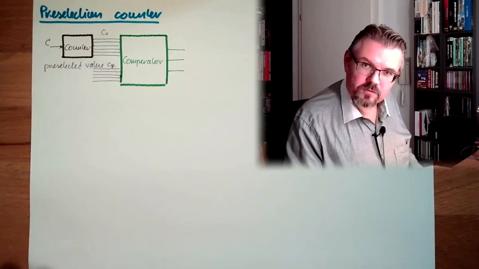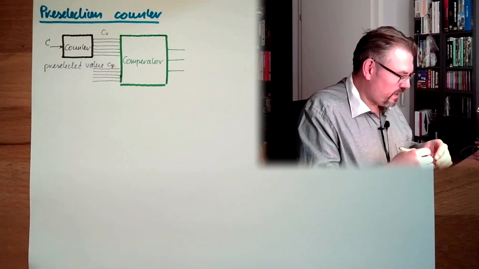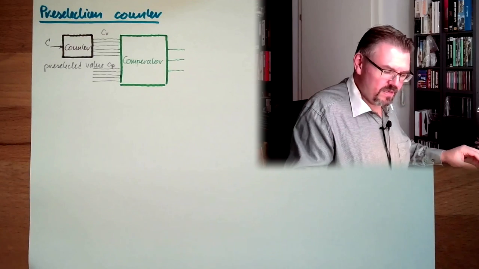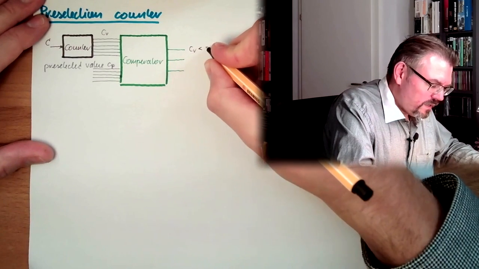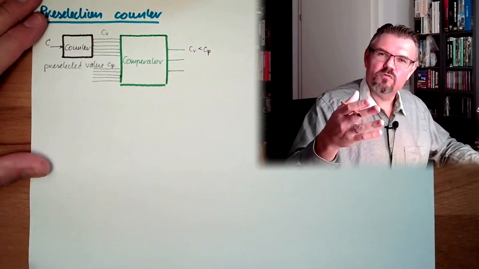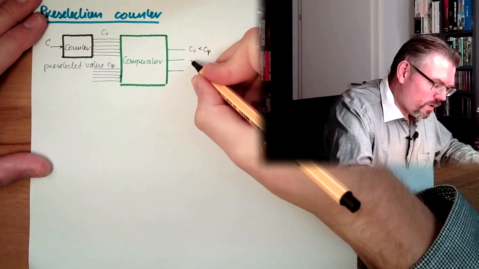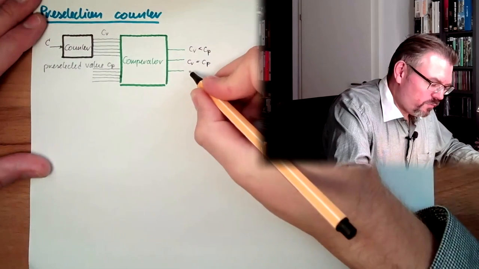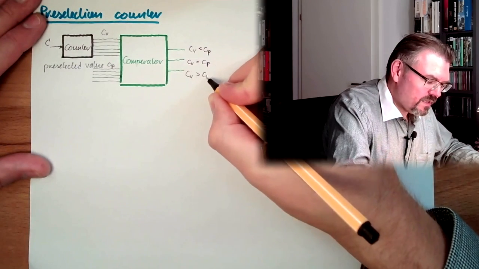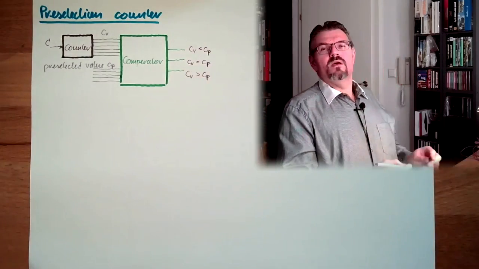Those two are compared to each other. And actually, what we are getting out of this is either a signal that CV is smaller than CP, so that we have not yet reached the preselected value, or that we have exactly reached the preselected value, or that we are already greater than the preselected value. These would be the signals.